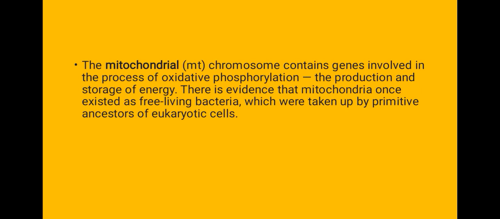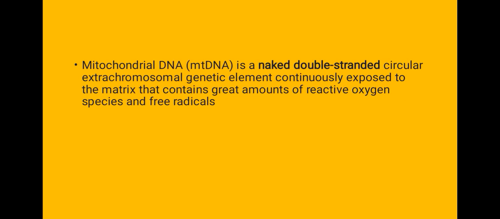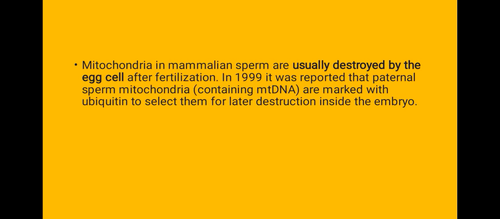The mitochondrial mtDNA contains genes involved in the process of oxidative phosphorylation, the production and storage of energy. This is evidence that mitochondria once existed as free-living bacteria which were taken up by primitive ancestors of eukaryotic cells. Mitochondria in mammalian sperm are usually destroyed by the egg after fertilization. In 1999, it was reported that paternal sperm mitochondria containing mtDNA were marked with ubiquitin to select them for later destruction inside the embryo. So there must be some ubiquitination happening in the case of sperm mtDNA.